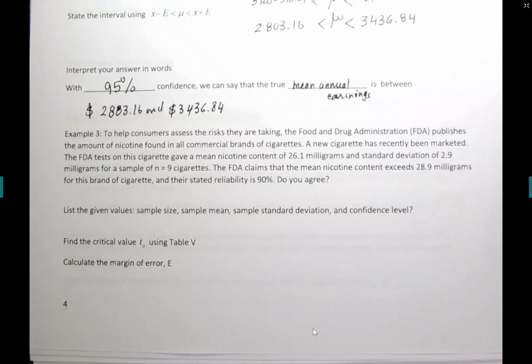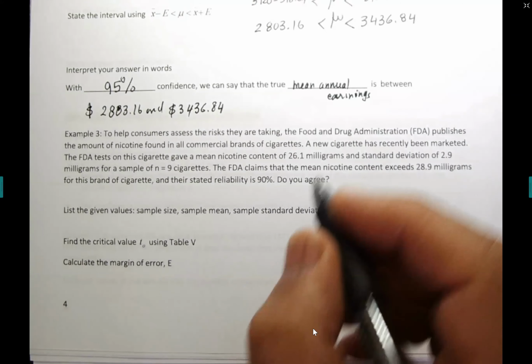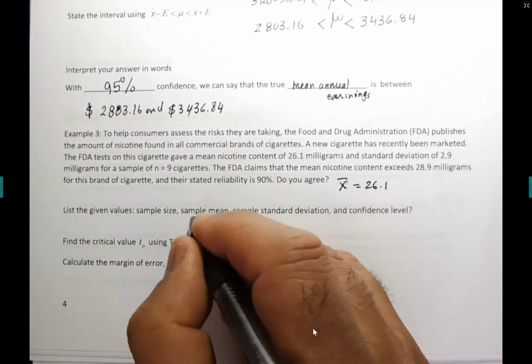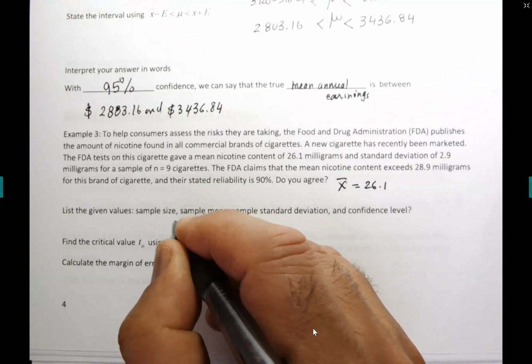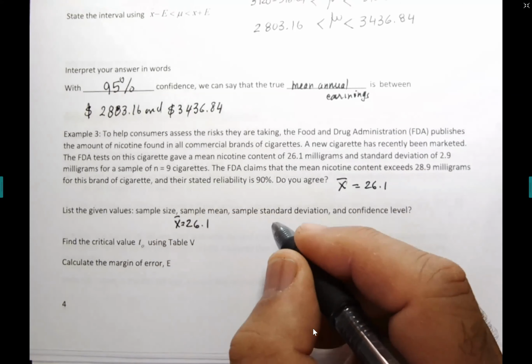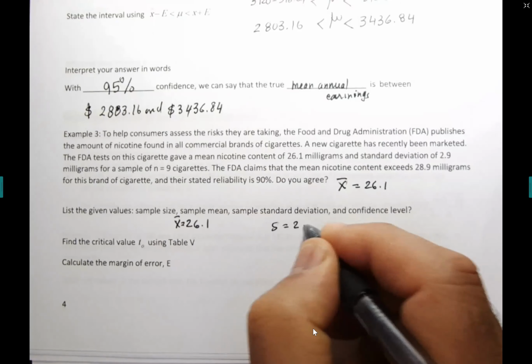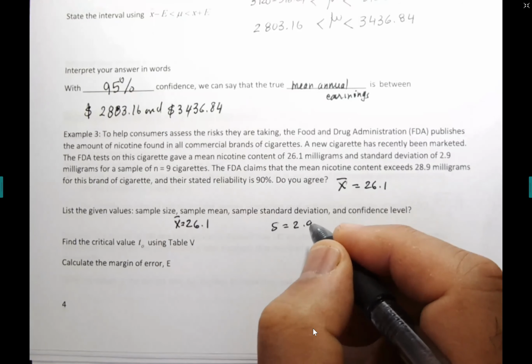To help consumers assess the risk they are taking, the Food and Drug Administration, FDA, published the amount of nicotine found in all commercial brands of cigarettes. A new cigarette has recently been marketed. The FDA tests on the cigarette gave a mean nicotine content of 26.1. So X bar is 26.1, with a standard deviation of 2.9. He didn't mention a population standard deviation, so that must be S, from a sample of N equals 9 cigarettes.